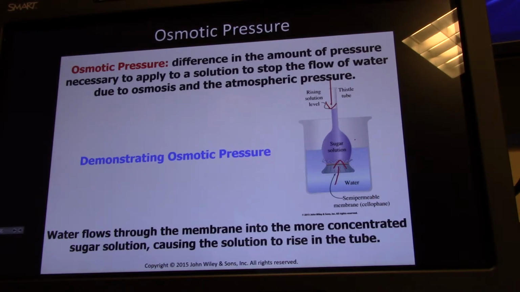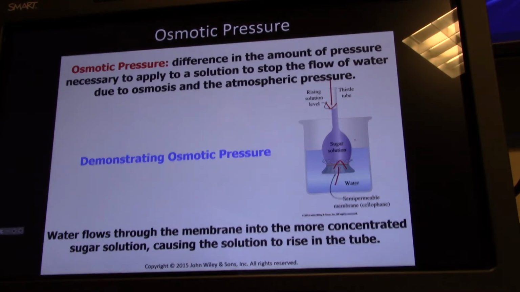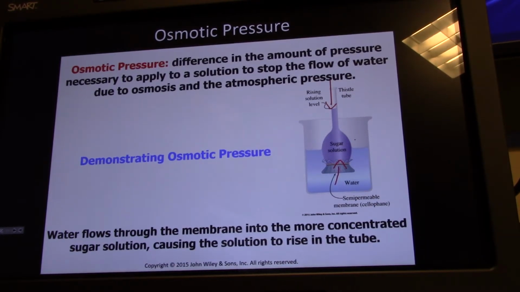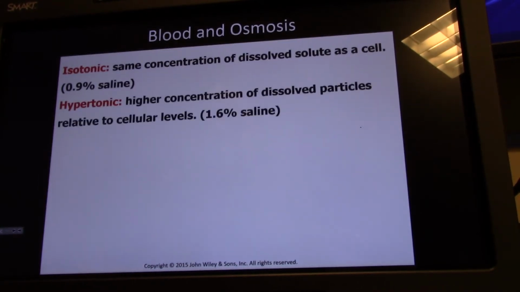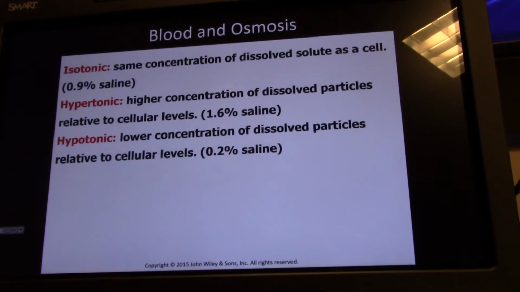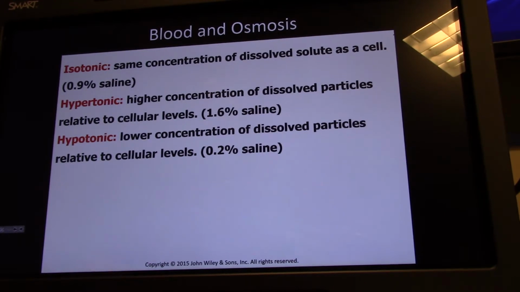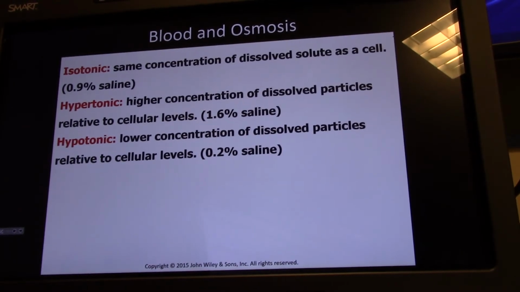So the more salty or the more sugary something is, the higher the osmotic pressure. Because the more water wants to enter it, so the more pressure you would have to apply to stop water from entering it. And so in this case, water keeps entering this sugar solution until the weight pushing down on it is enough to stop it from entering, and that is your osmotic pressure. And relative to body concentrations, these can be isotonic, hypertonic, or hypotonic.